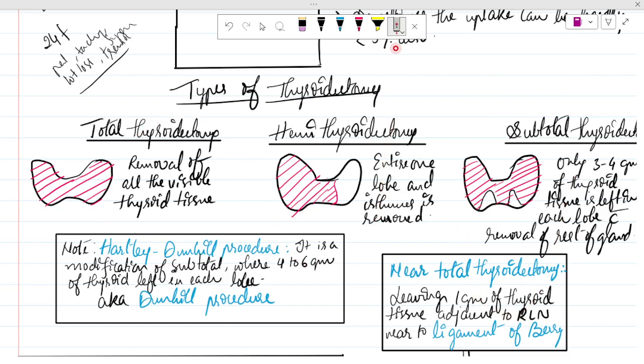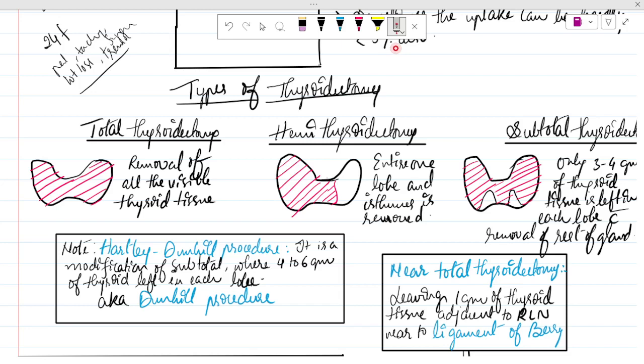Okay. Now we discussed the Dunhill procedure. Now what is meant by near total thyroidectomy? Near total thyroidectomy means we will leave 1 gram of thyroid tissue which is present adjacent to the recurrent laryngeal nerve and near the ligament of Berry. That is called near total thyroidectomy.